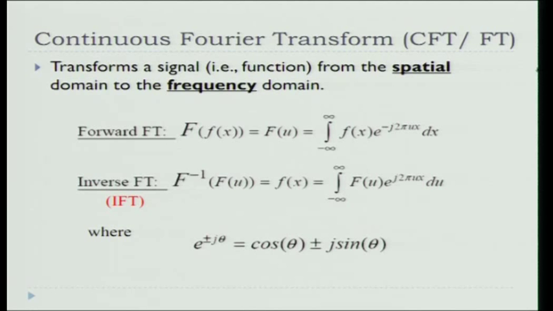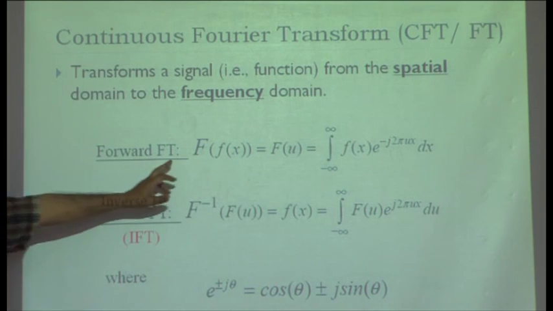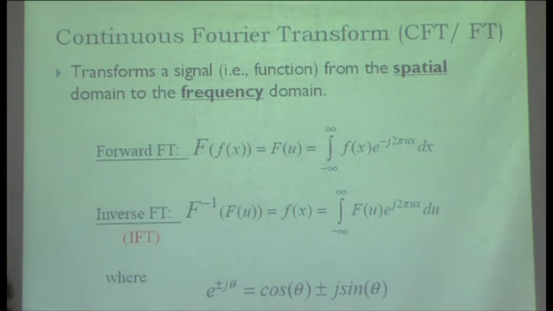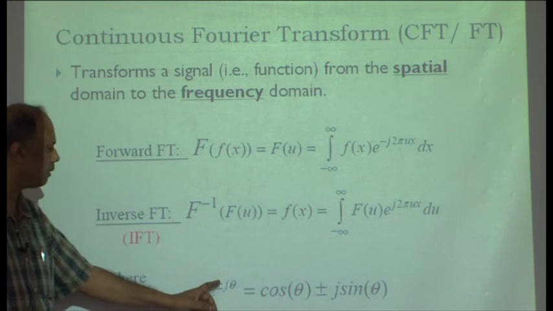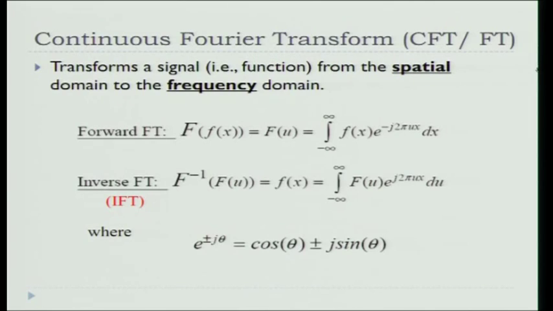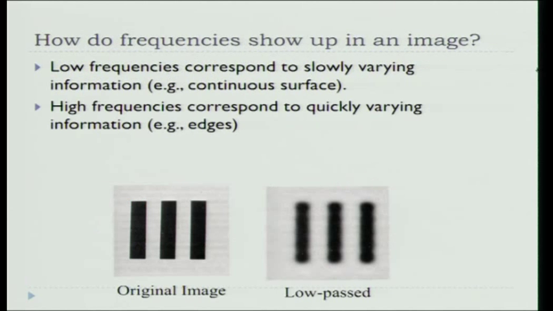So, the continuous Fourier transform transforms a function from the spatial domain to the frequency domain. F(u) equals the integral from minus infinity to plus infinity of f(x) e to the power minus j 2 pi u x dx, where e to the power plus minus j theta is defined by cos theta plus minus j sin theta. Similarly, the inverse is defined. The low frequency corresponds to the continuity of the intensity level. That means there is no change, or gradually it is changing the intensity value, right. But high frequency corresponds to the sudden change, or you can get the edge information there.